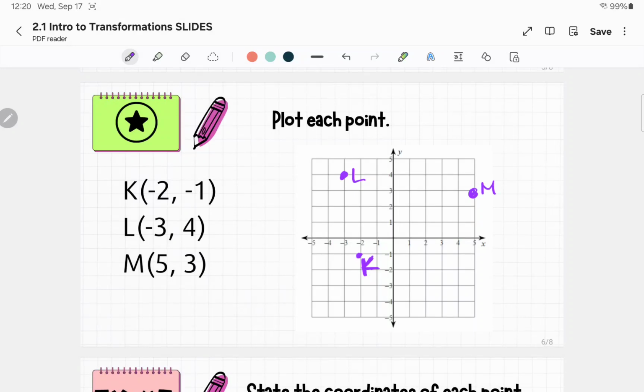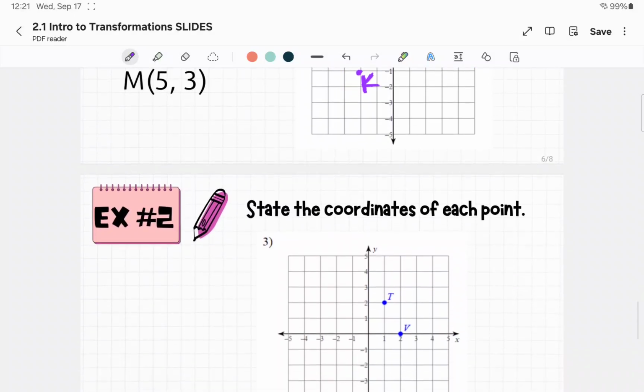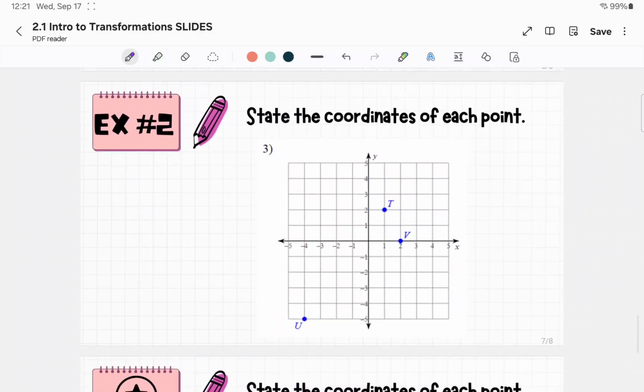So again, the first number tells you where it is on the x-axis, so go left or right. The second number tells you where it's at on the y-axis, so move up or down. Up is positive, right is positive, down is negative, and left is negative. So let's look at example 2 where we state the coordinates of the point. So now we're just going in reverse.